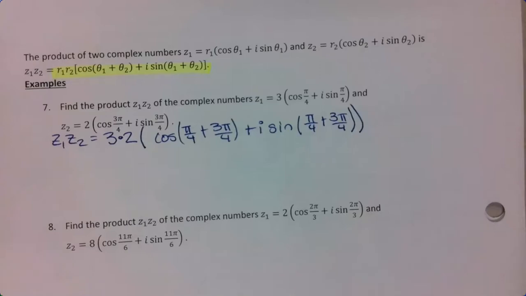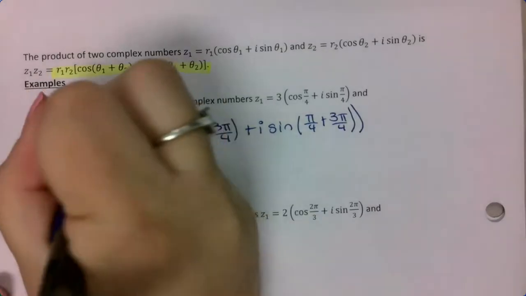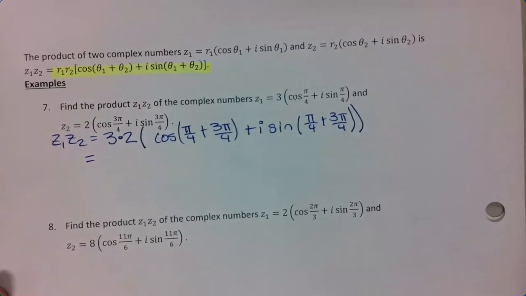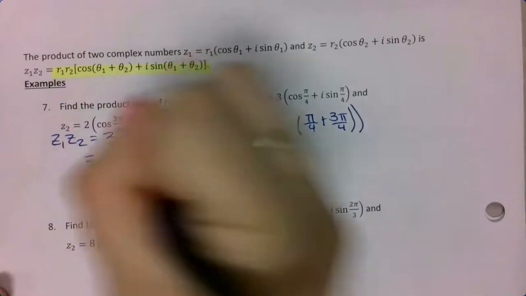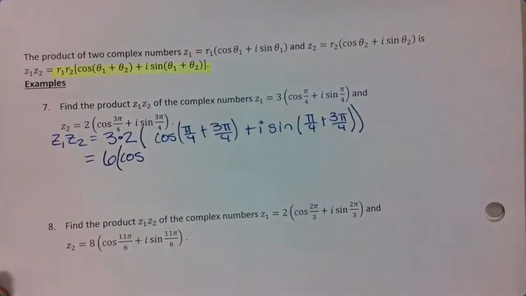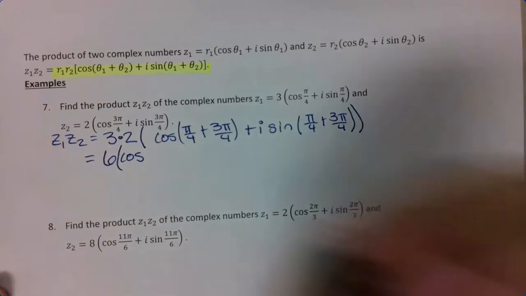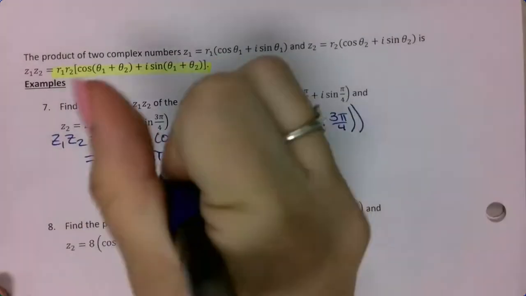Yes, you'll have these formulas on the test. Okay, so 3 times 2 is, and then I have cosine of what? What's pi fourths plus 3 pi fourths? Just pi? Okay.